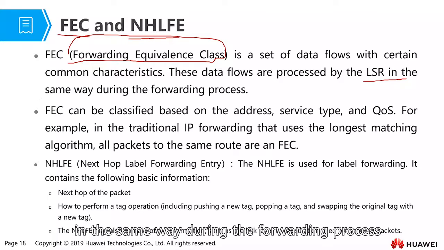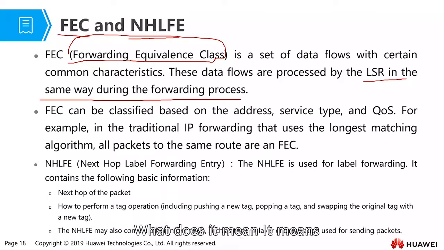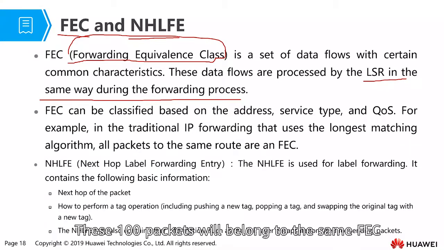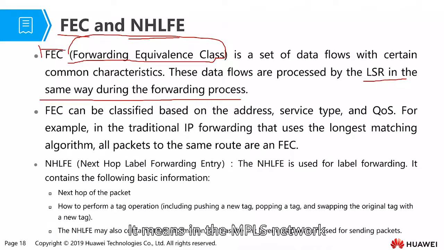In the same way during the forwarding process. What does it mean? It means, for example, you have 100 packets, and these 100 packets have the same destination address. So these 100 packets will be the same FEC, since they belong to the same FEC. It means in the MPLS network, when we need to forward these 100 packets, we will use the same way.